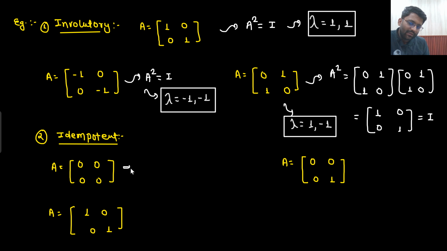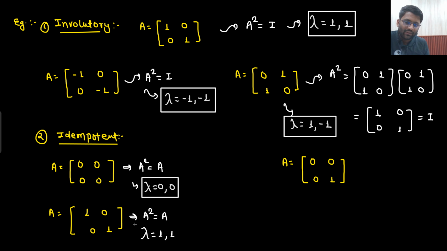Idempotent matrix. What will be A square here? A square will be equal to A only. You can do it. What will be the eigenvalues? Eigenvalues will be 0, 0 because it is a null matrix. Here, if you do the A square, what will you get? If you do the square of it, you will get I only. That means A square equals A. What are the eigenvalues? Those are 1, 1. Here the eigenvalues are 0, 0. Here the eigenvalues are 1, 1.